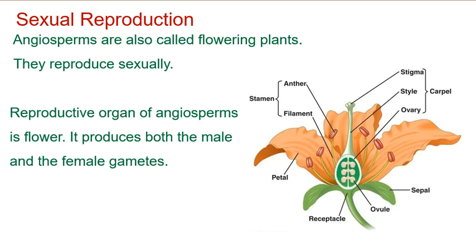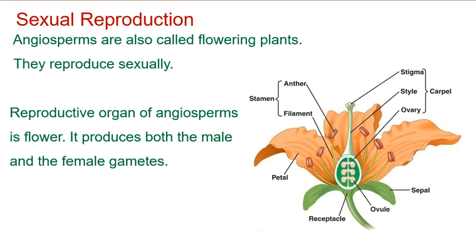Fine. Now we'll move to the sexual reproduction of angiosperm plants. So I believe that you are very clear about what asexual reproduction is and how it goes. Now moving forward, angiosperms are also called flowering plants. Several times I have told you they also reproduce sexually. The reproductive organ of an angiosperm is a flower.